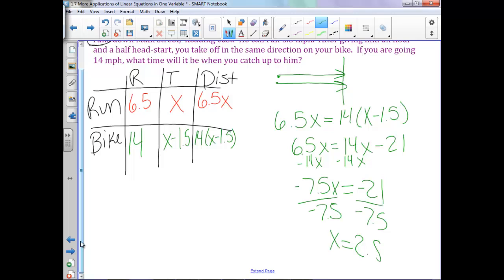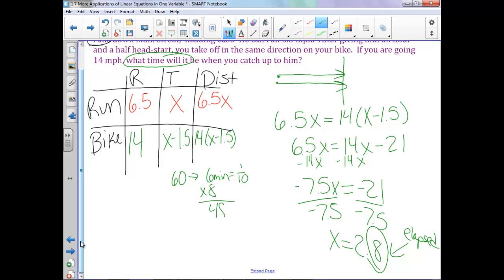We'll get x equals 2.8. But we want to know what time it is when they catch up. So this is how long has elapsed. First off, we've got to figure out what that 0.8 of an hour is. So we need to figure out what 60 minutes is. A tenth of 60 minutes is 6 minutes. Well, we need 8 of these. So that gives us 48 minutes.